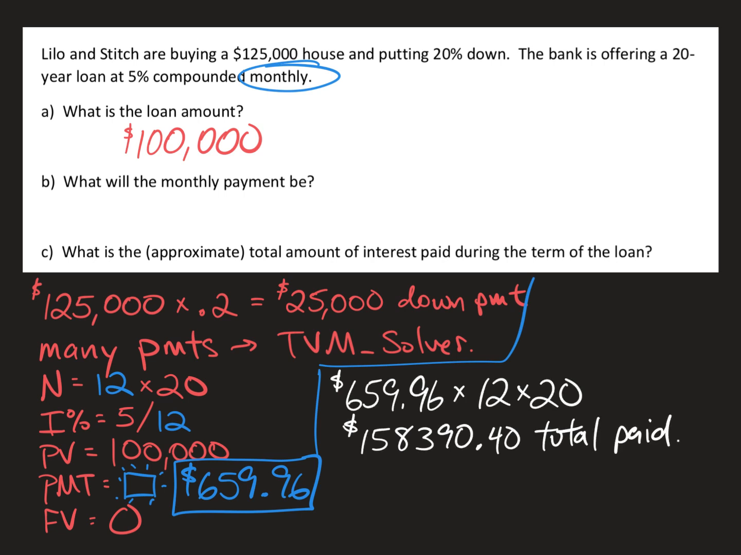So to figure out how much interest was paid toward the loan, we just simply have to subtract how much the loan was for away from the total amount paid. So if you just subtract $100,000 from this amount here, you'll end up with $58,390.40 in interest.